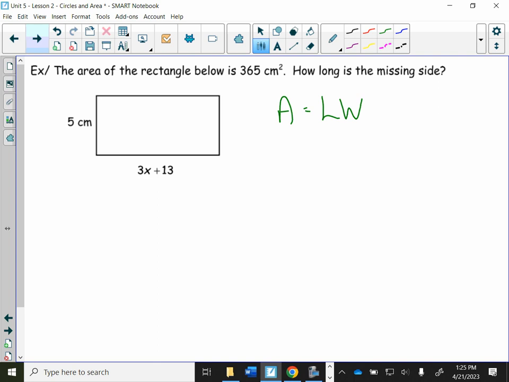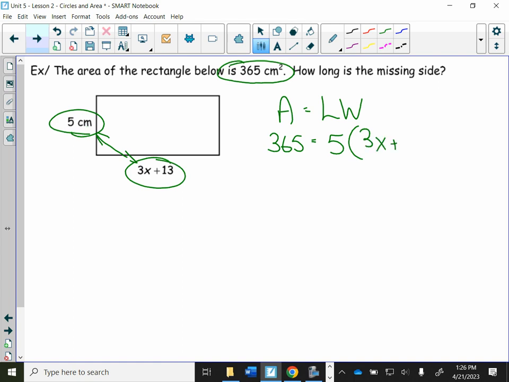This time they've told us the answer. The area below is 365. So I can fill that in for area. My length and my width are these two things. So I'm going to multiply together. Well, based on past experience, it's easiest to put the number in front and the algebra stuff inside a bracket.